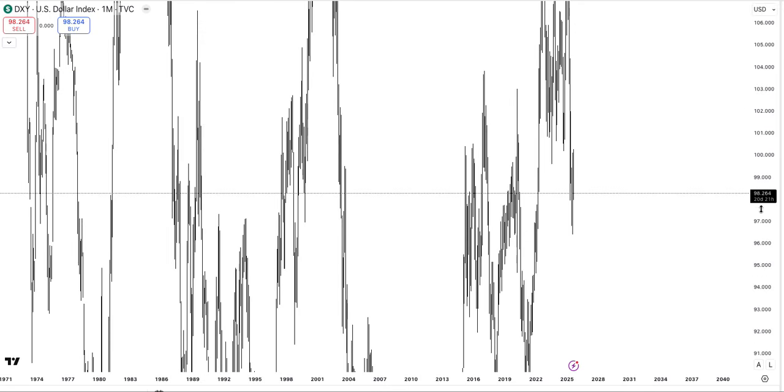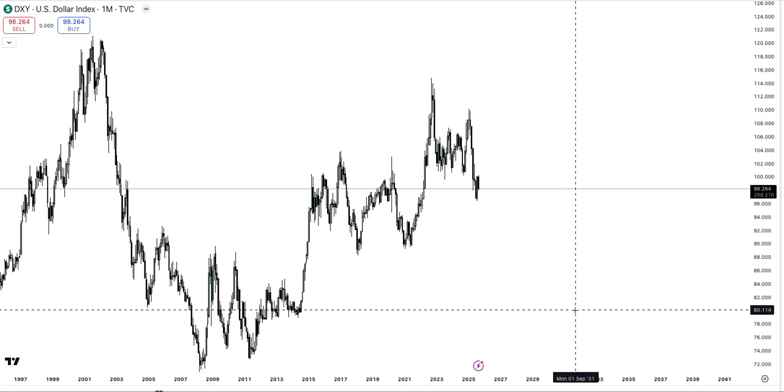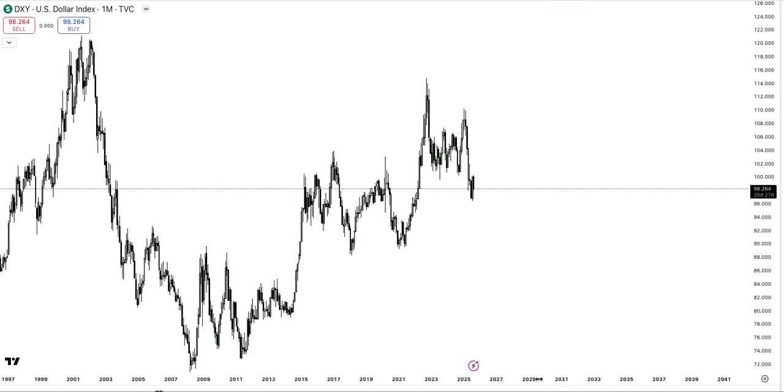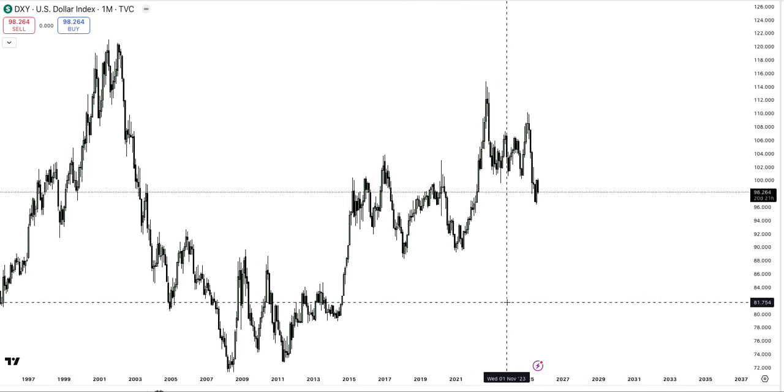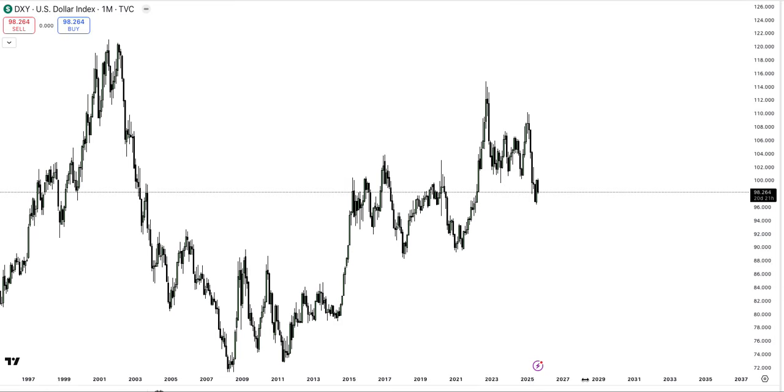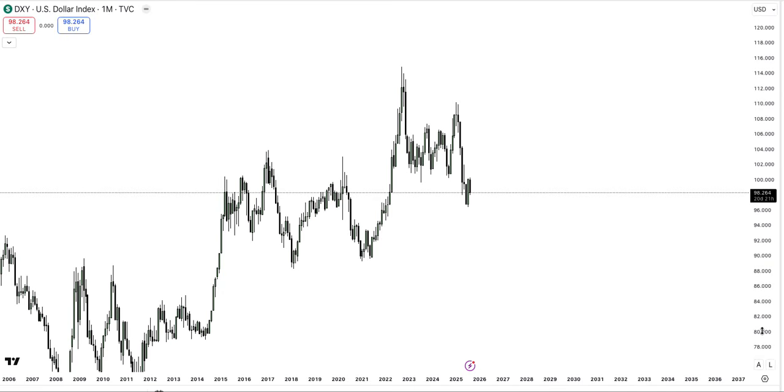So here on DXY on the monthly time frame, first thing, I had a question. Someone asked me, what do I do when I look at the chart? And my response was, I want to see where the market is coming from versus where the market is going to. So this is DXY on the 1 month time frame, and what I really want to put my interest on is where these charts are coming from versus where they're going to.